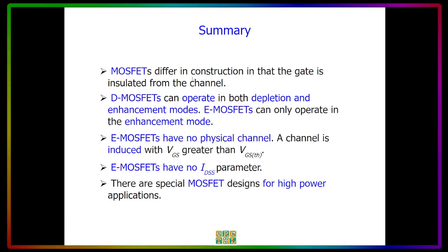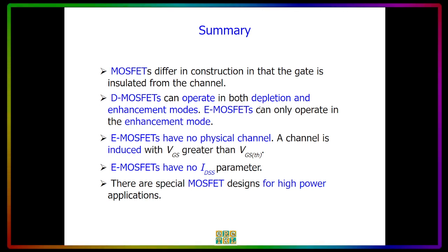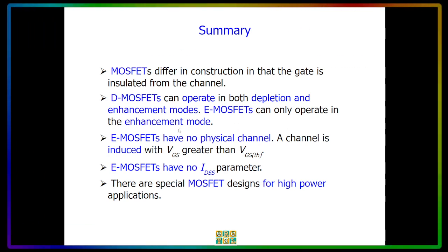Now, MOSFETs differ in construction in that the gate is insulated from the channel. Now, the D-MOSFETs can operate in both depletion and enhancement modes. Although it's called only D-MOSFET, it can operate both in depletion and enhancement modes. But the E-MOSFET can only operate in enhancement mode. Again, the D-MOSFET can operate in depletion and enhancement mode, while E-MOSFET can only operate in enhancement mode.